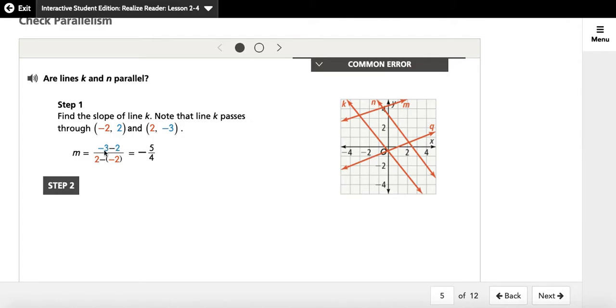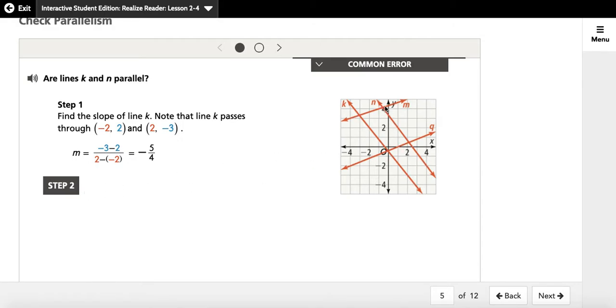So the y values, -3 minus 2, and the x values, 2 minus -2, come up. Be careful of the negatives, like minus and negative. You want to be comfortable with that. -3 minus 2 is -5. 2 minus -2 is +4, so we have a slope of -5/4. That's for line K. Let's do the same thing for N.